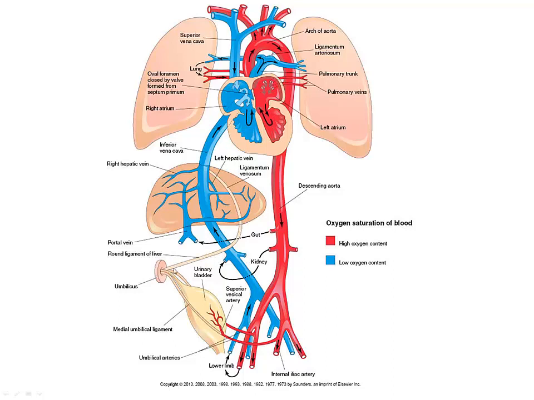Here, connected to the umbilicus, this is the round ligament of the liver. But when we get to the bypass, that's going to be our ligamentum venosum rather than our ductus venosus. Here are our umbilical arteries, the ligamentum teres. Here we're seeing them listed as the median umbilical ligaments.